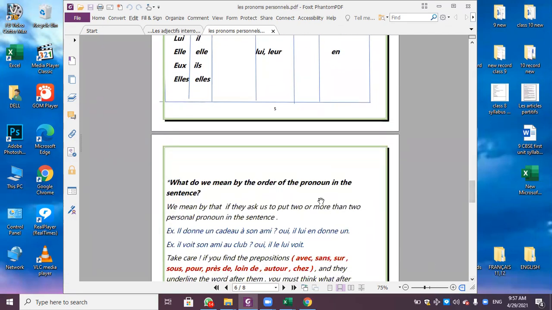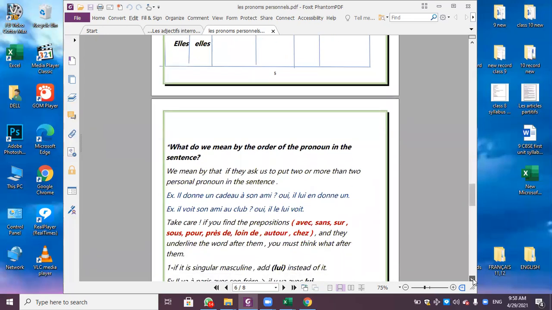What do we mean by the order of the pronouns? We mean that if they ask us to put two or more personal pronouns in one sentence. Elle donne un cadeau à son ami, oui, il lui en donne. Why here oui, il lui en donne un? Here cadeau, à son ami. And lui comes before en. Elle voit son ami au club, oui, elle le lui voit. Le, son ami, before lui.